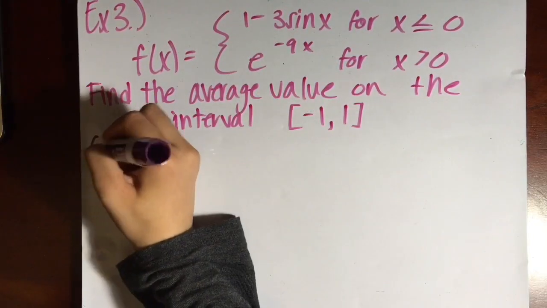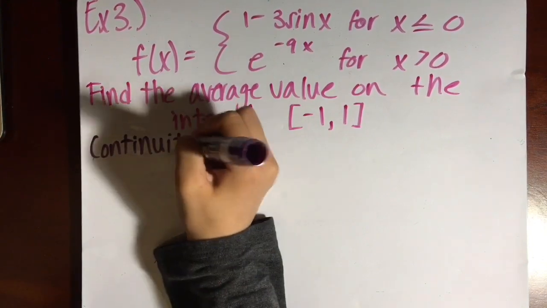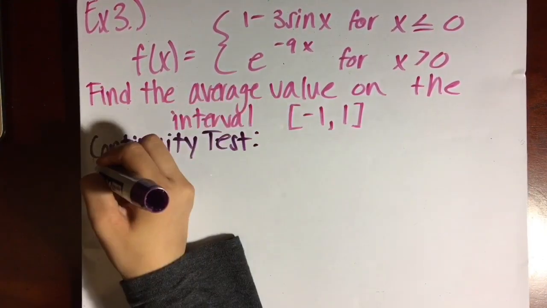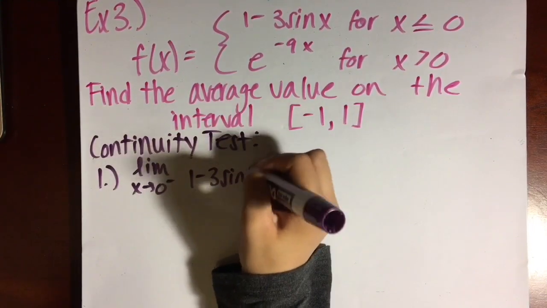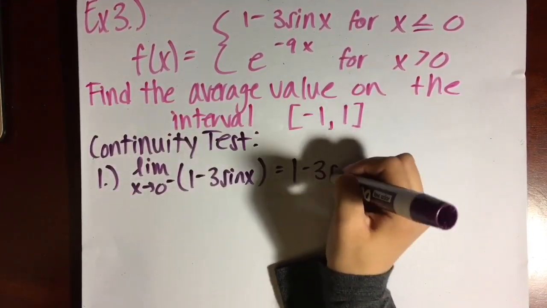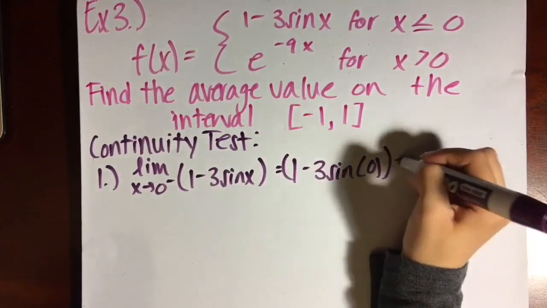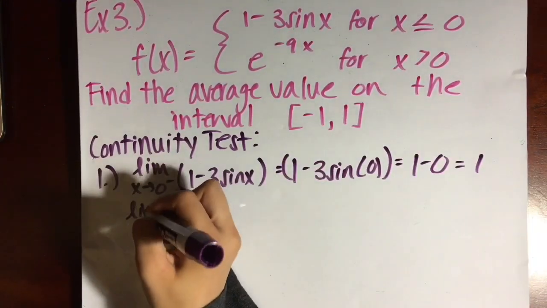For problem 3, we are given this function and asked to find the average value on the closed interval of -1 to 1. For this problem, because the function is piecewise and we can only find the average value of an integrable function, we must use the continuity test. Part 1 of the continuity test states that the limit of the function must exist.